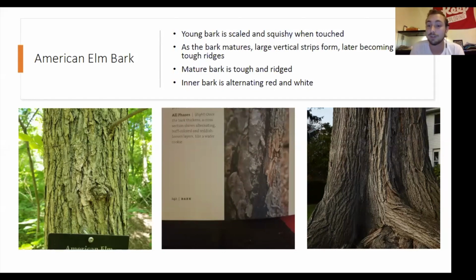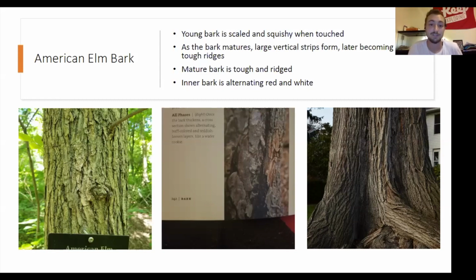So most bark you come across is pretty tough. This one, you can actually put your thumb up against it and push into the tree and squeeze it, and you can actually tell that it is a squishy bark. So that is a very characteristic feature of elms. As it matures, the vertical strips become more apparent, and those strips later become the tough ridges that are no longer squishy and are the exact opposite. Very, very tough.